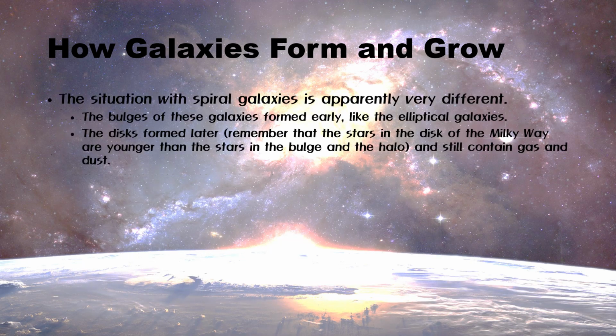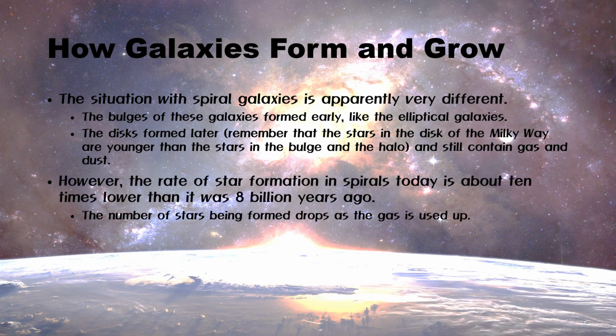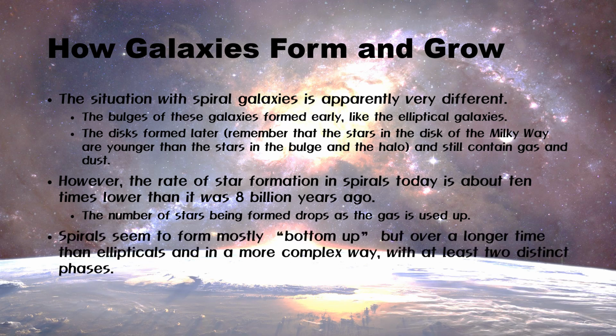Now, the situation with spiral galaxies is apparently very different. The bulges of these galaxies formed very early, much like elliptical galaxies. The disks formed later. Remember that the stars in the disk of the Milky Way, for example, are much younger than the stars in the bulge and the halo, and the disk still contains gas and dust. However, the rate of star formation in spirals today is about 10 times lower than it was 8 billion years ago. The number of stars being formed does drop as the gas is used up.